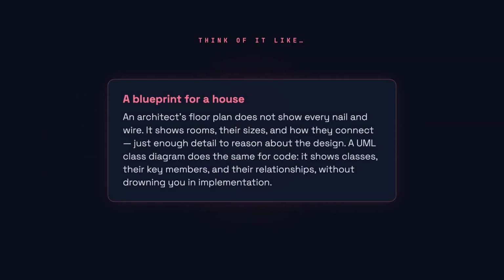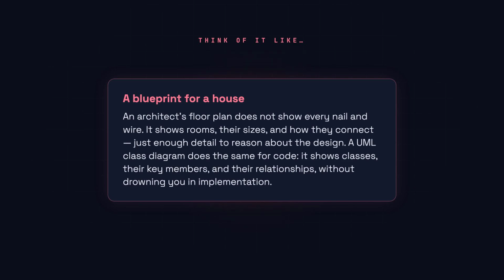Think of a house blueprint. It tells you there is a kitchen connected to a dining room, and that the bedroom has a private bathroom. It does not tell you the brand of every faucet. A UML class diagram works exactly like that. It gives you the structural facts you need to understand design decisions, while leaving implementation details inside the code where they belong.